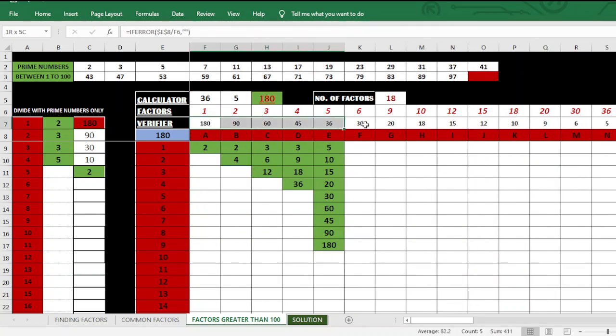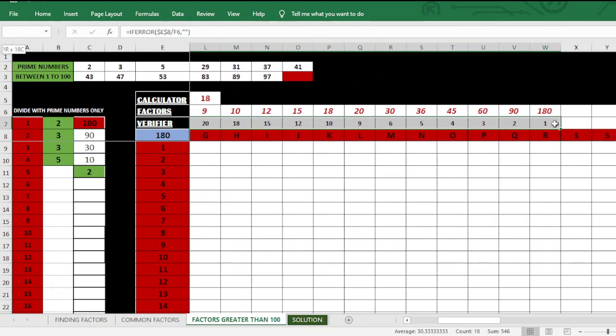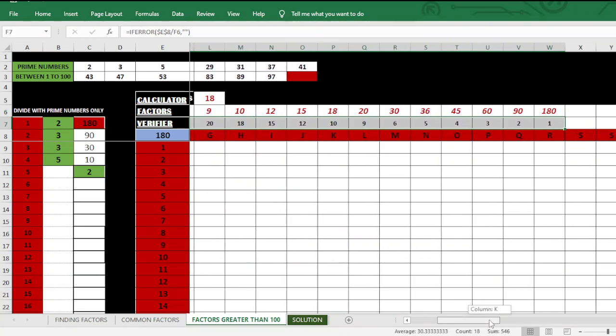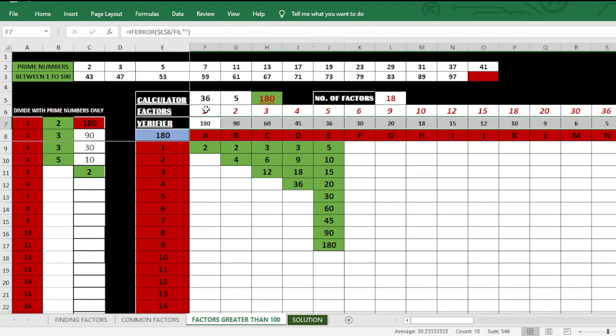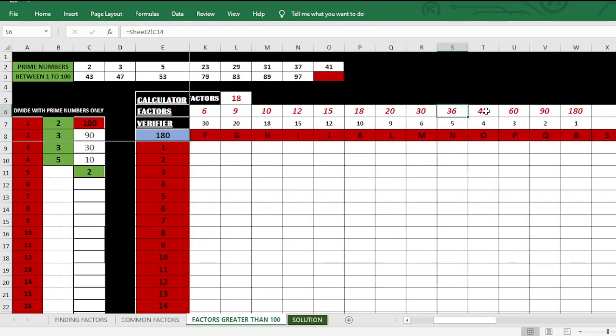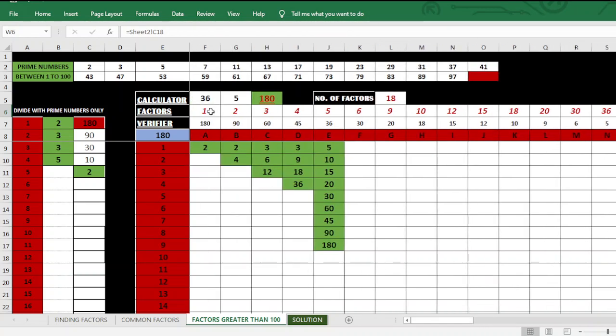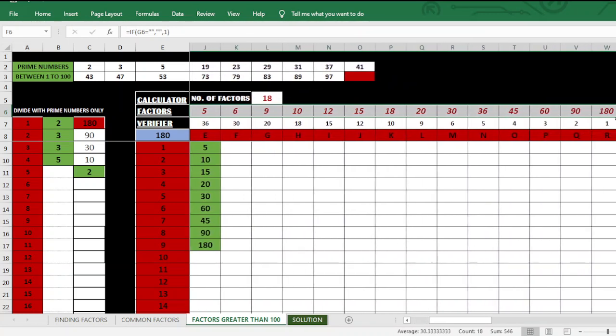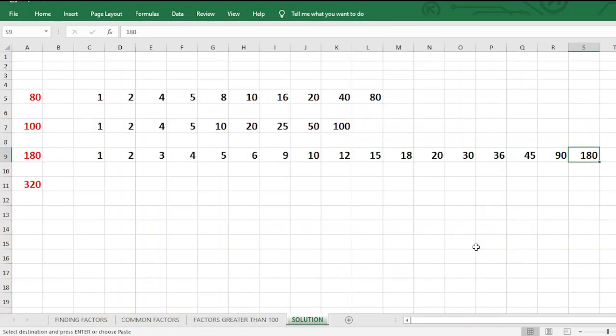For our verifier, what do we have? No decimals. So our factors are what? 1, 2, 3, 4, 5, 6, 9, 10, 12, 15, 18, 20, 30, 36, 45, 60, 90, and then what? 180. So we copy and then we paste.